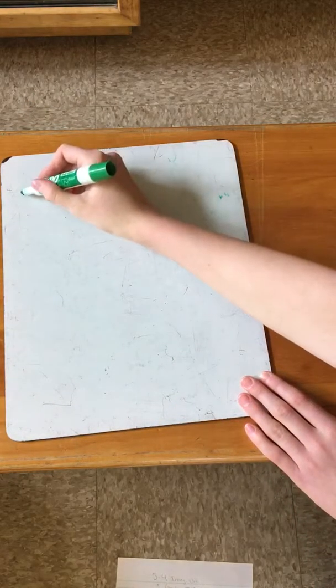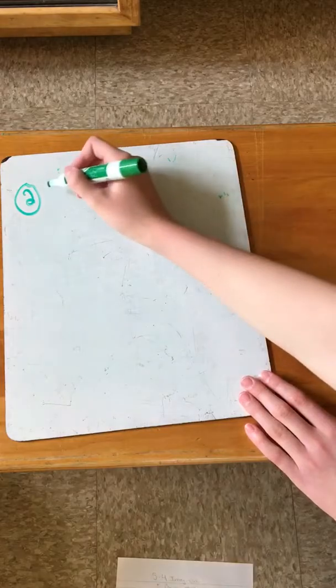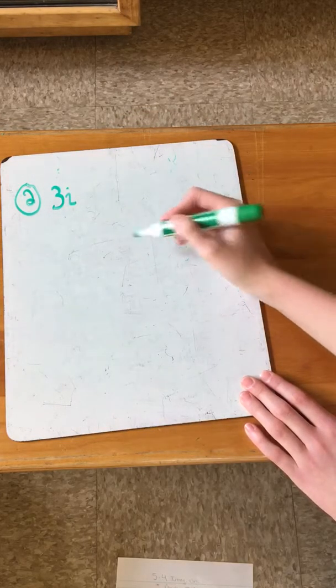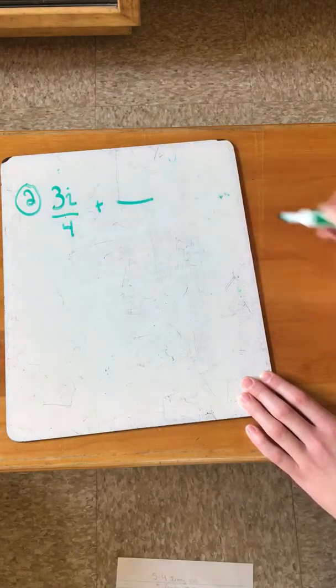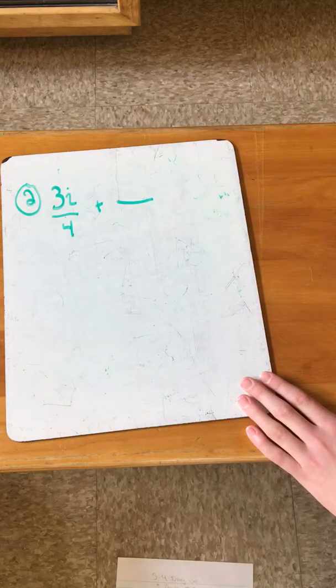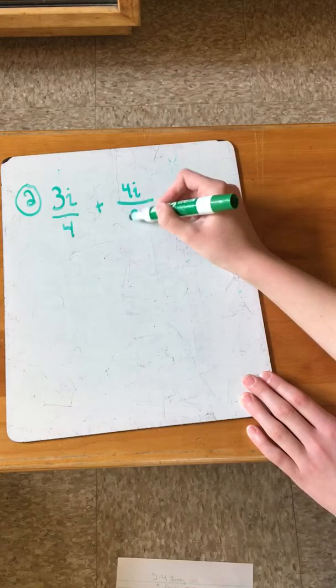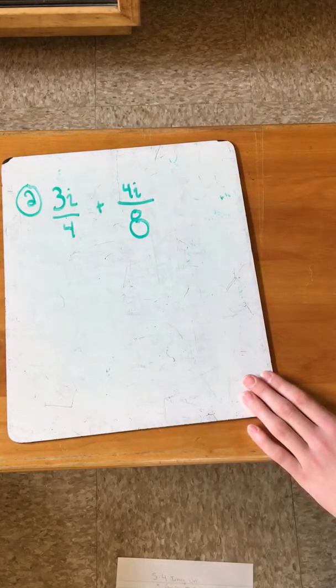So our second example is going to be 3i over 4 plus 4i over 8. Now you might be thinking that this looks extremely difficult, but it's not.